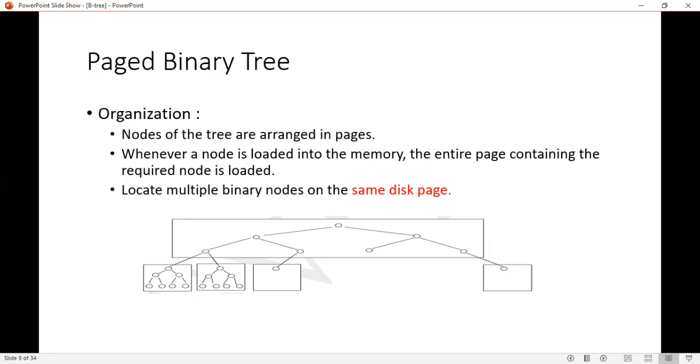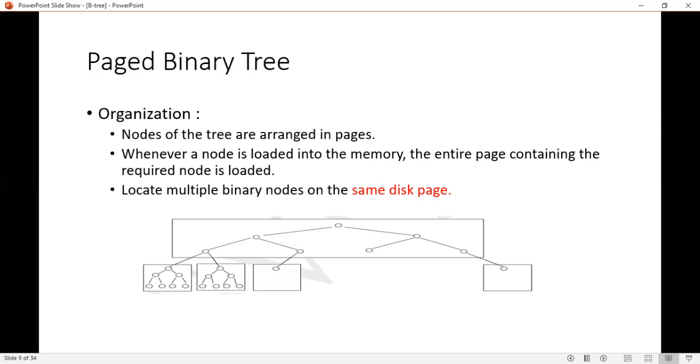Okay, next is paged binary tree. In this, the nodes of the tree are arranged in pages, and a page has more than one record. So, whenever a page is loaded to memory, multiple records are loaded in one access. That means you are reducing the disk access.